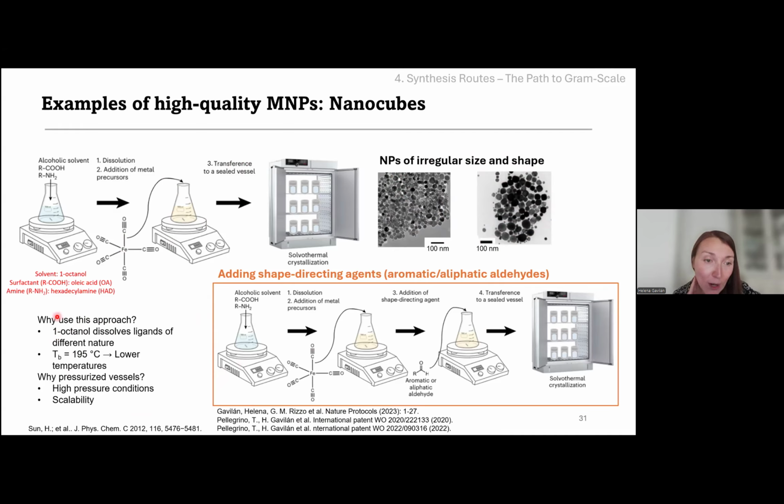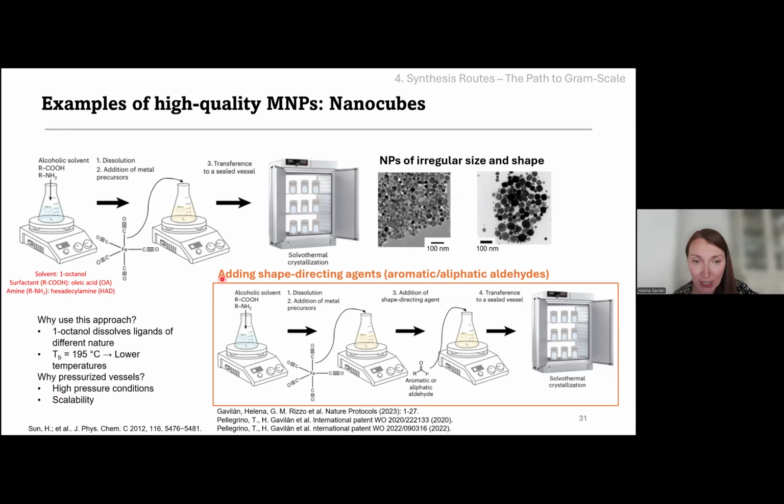So why did we use octanol? Because it could dissolve ligands of different nature, like the benzaldehyde that I told you. Also, the boiling point is lower, so we will have an improvement in the energy consumption. And we used high pressure vessels, like these autoclaves here, because we achieve high pressure conditions, so we achieve high crystallinity, and we can parallelize easily the synthesis, okay?